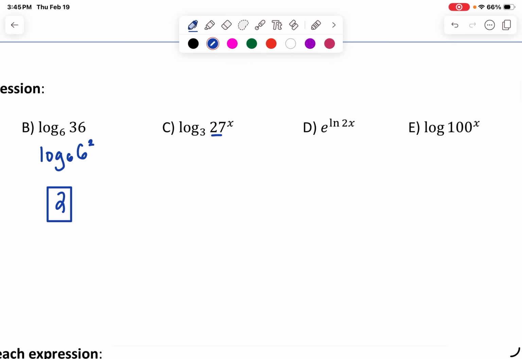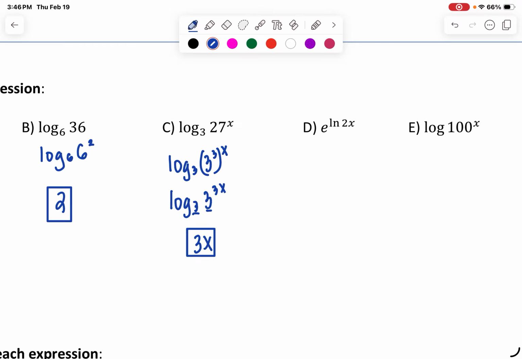All right, this one, the bases do not match, but I can rewrite it so the bases match, because I can rewrite 27 as a base of 3, it's 3 cubed. Then remember, power to a power, you keep your base and multiply your exponents, and now your bases match. You have log base 3 of 3 to the 3x, so it's equal to your exponent, which is 3x.